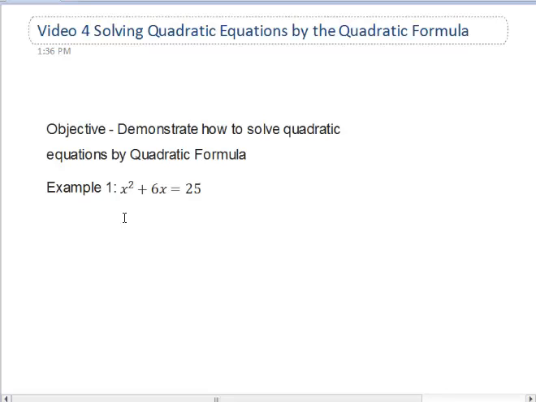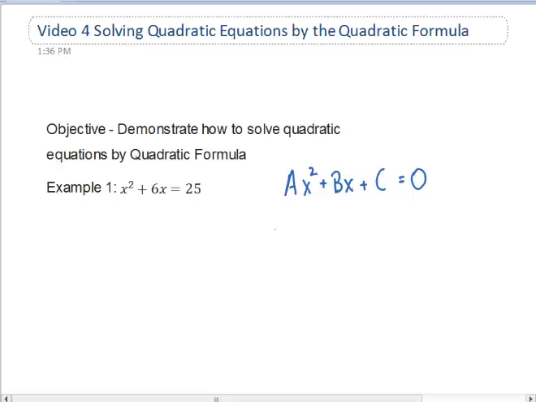So in this case, when you solve using the quadratic formula, you must first get the equation so that it is in standard form: ax squared plus bx plus c equals 0. If you don't have it in this form, you can't use this formula.